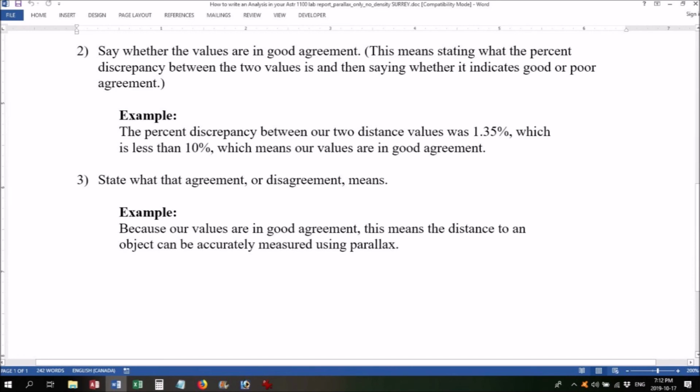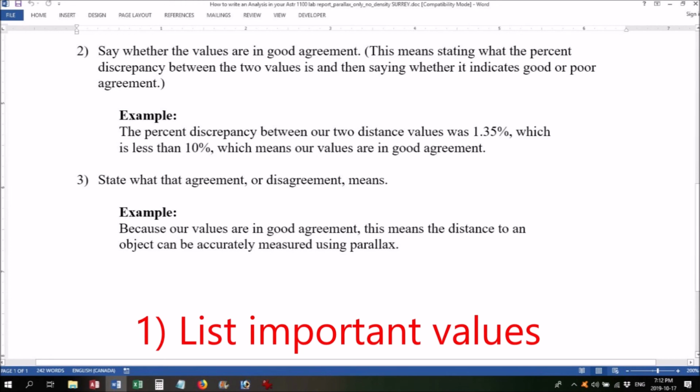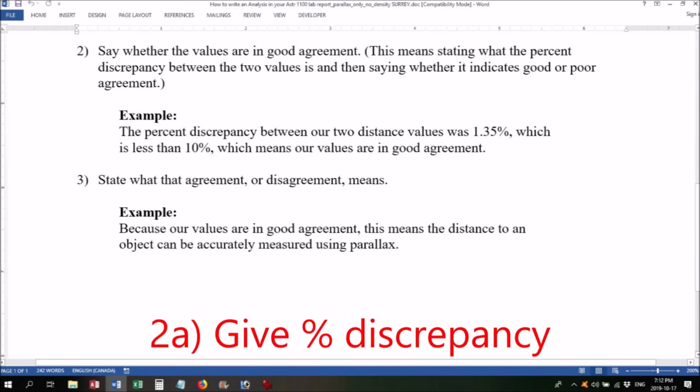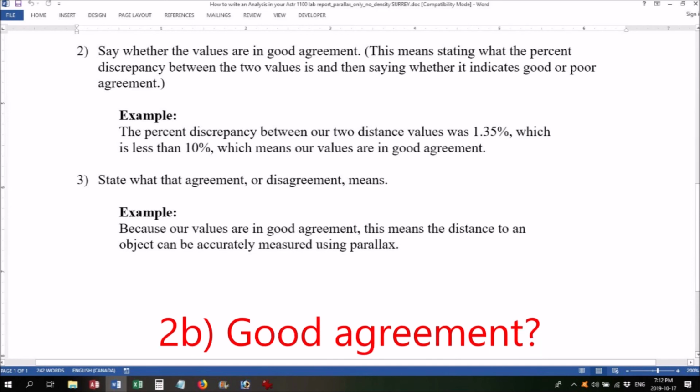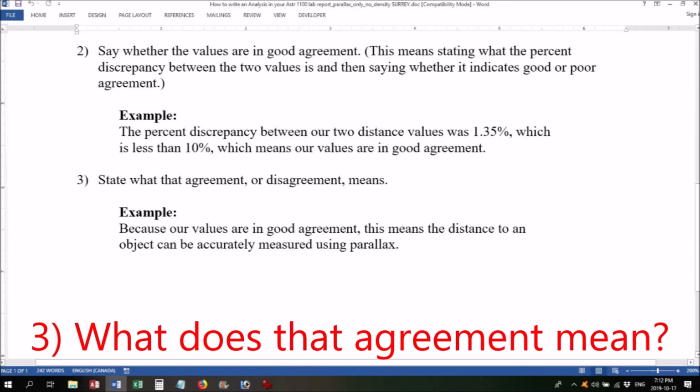And the last thing you include is to say what that good or poor agreement means. So often the conclusion you can draw from good agreement is that the technique that you use to take that measurement is accurate. And that's what they've done here. They say because our two numbers are in good agreement, this means that the distance to an object can be accurately measured using parallax. So in summary, the 3 things you need in your analysis are, first of all, to list your important values. And if you compared any of those values with the percent discrepancy, to list the percent discrepancy, to say whether it was good or poor agreement, and then to say what that good or poor agreement tells you.